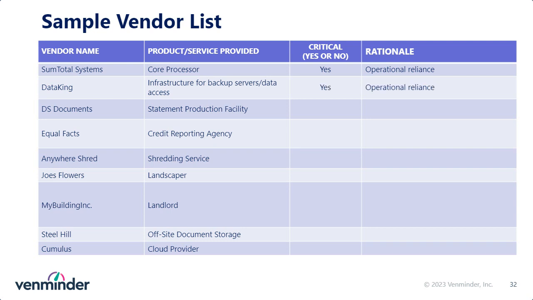Then we have data king. Okay, data king in this example is that infrastructure for backup services and data access. So yes, they're our backup. So if our primary goes down, we need them to be operating. We have high operational reliance on them. So yes, they would be critical.